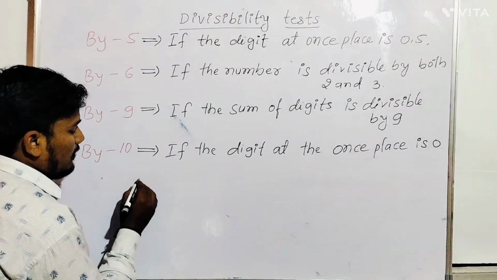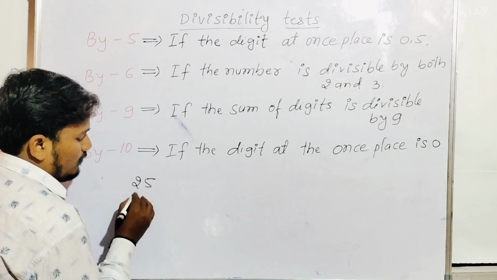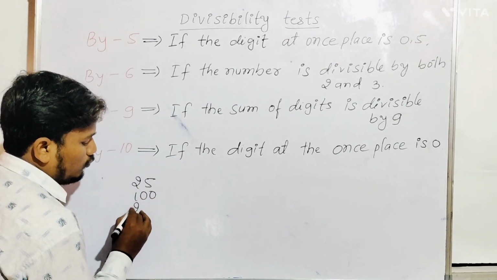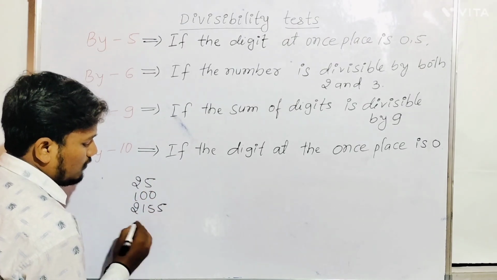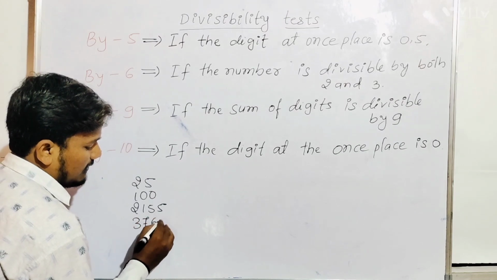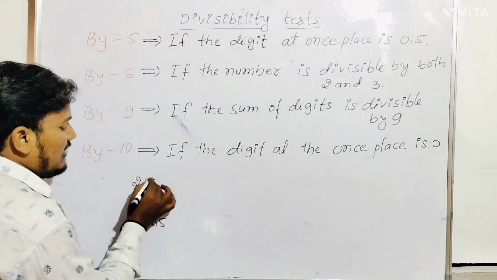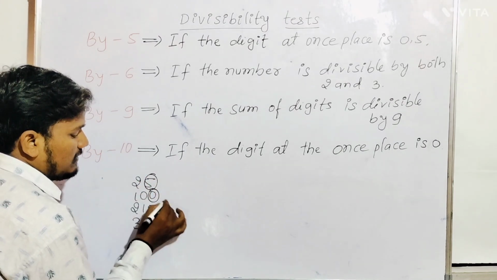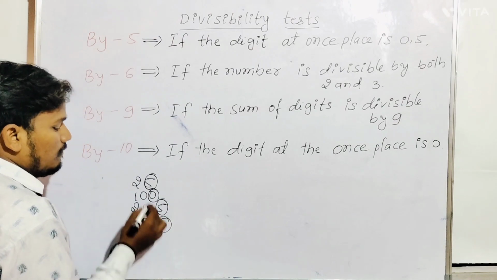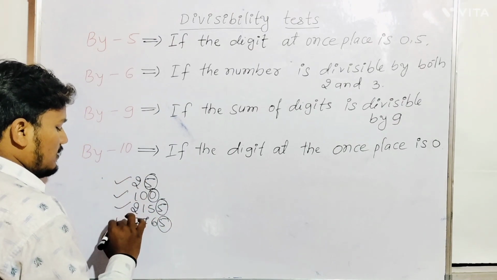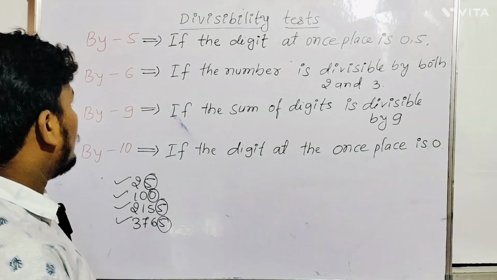फॉर एग्जांपल देखिए 25, 100, 2155, 3765. सो लास्ट डिजिट देखिए आप लोग, यहाँ पर 5 है, यहाँ पर 0, यहाँ पर 5, यहाँ पर 5. देन these four numbers are divisible by 5.